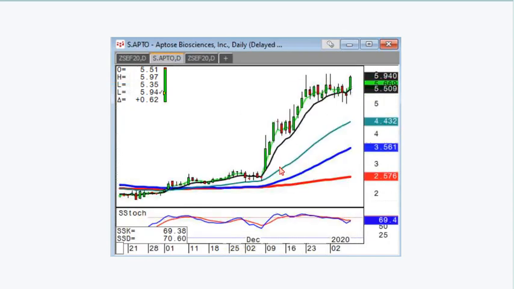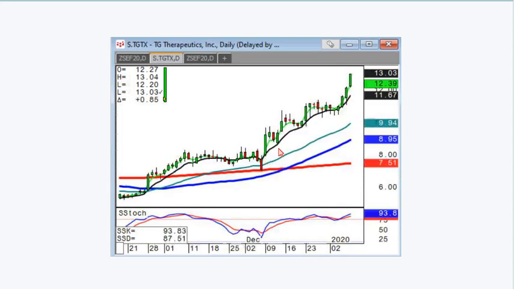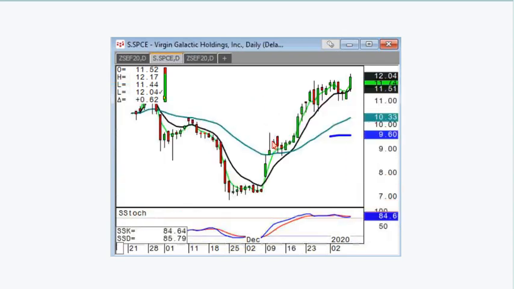APTO, gap up, your best friend signal. Now it looks like it's going into a J-hook pattern. TGTX. There's your kicker signal. Breakout. Still in an uptrend. So the reason I'm pointing these out is that when you do see those gap ups, that tells you there's a whole new investor sentiment coming into the trading of these. And that's where you want to be.